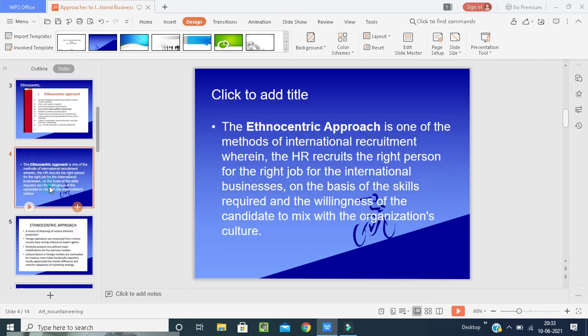The ethnocentric approach is one of the methods of international recruitment wherein the HR recruits the right person for the right job for the international business on the basis of the skills required and the willingness of the candidate to mix with the organization's culture. That is the main motto of ethnocentric. That means selecting the right person for the right job for the right place for the right position for the right business.